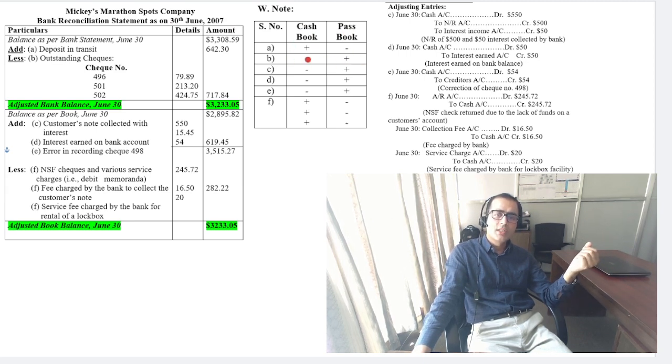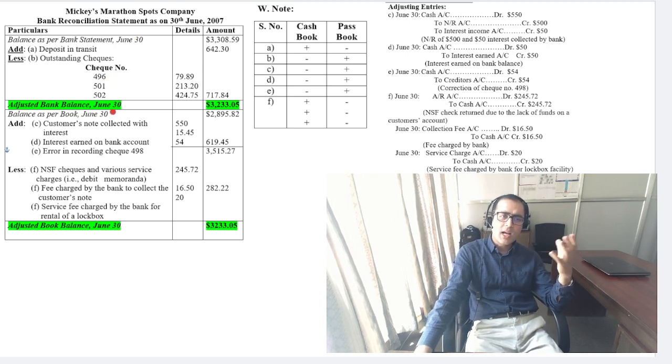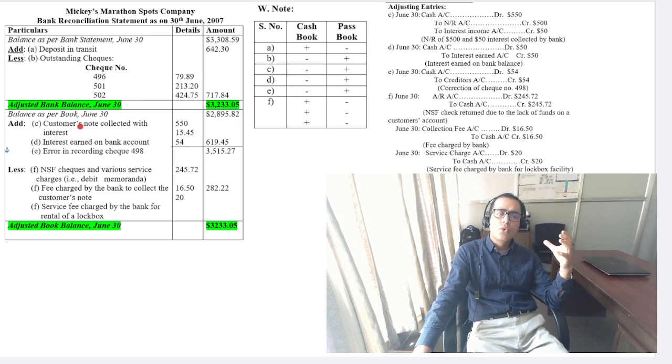If you are looking at the bank statement, look at the situation of the cash book. So it's a minus, so less is outstanding check. We don't have any bank error, otherwise we would also adjust the bank error. So the adjusted bank balance in this case is 3233.05.